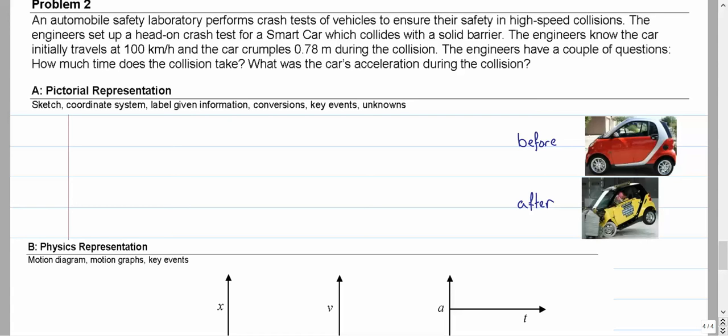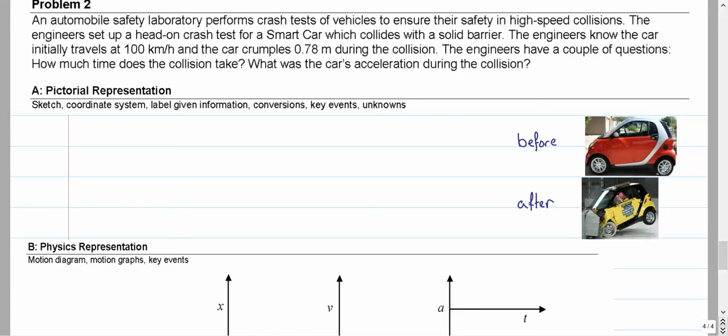Here I've got a before and after picture of a smart car in a crash test. And oddly enough, the car changed colors during the crash. I didn't expect that, but that was the reality. But the key to note for this 0.78 meters is that these cars are done to scale, so they're scaled to the same size.